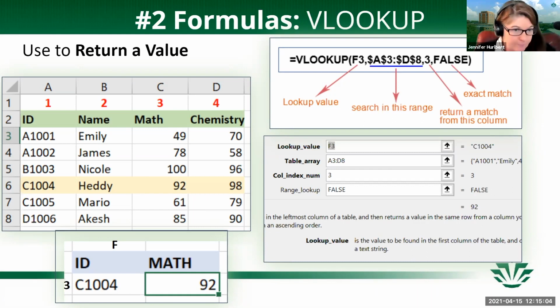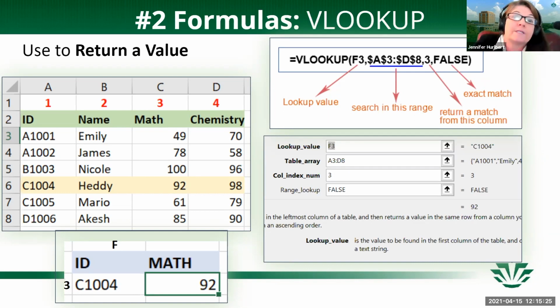Now I can pretty easily look at this table and find C1004. This is a simple example. But if I've got 30,000 students, that's a whole other story. I do not want to be scrolling through or even using Control F trying to find this. So what I do is I write a VLOOKUP. This is what the formula looks like.